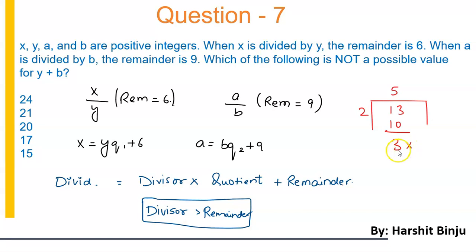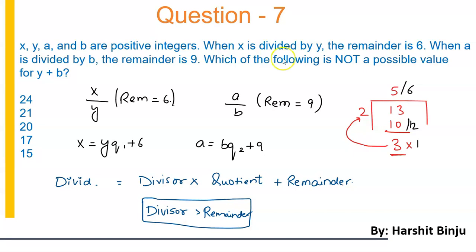Why? Because your remainder, which is 3 in this case, cannot be greater than your divisor, which is 2 in this case. So you say that, okay, we'll be dividing 13 by 2, so it will be 6 times 2, which is 12, and my remainder will be equal to 1. The remainder is always less than the divisor.